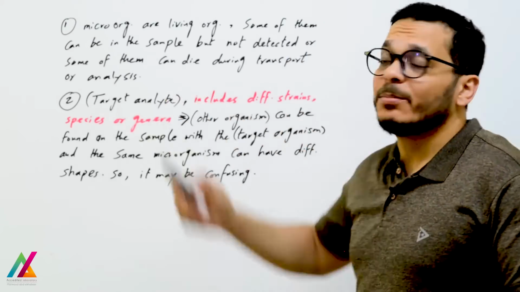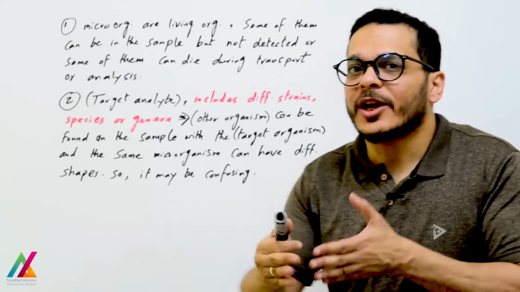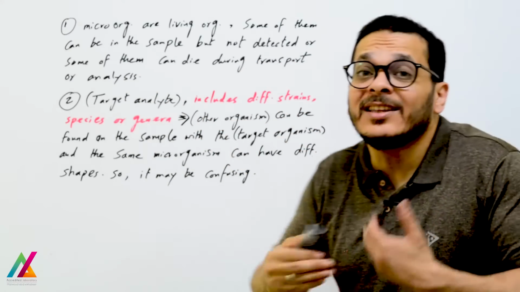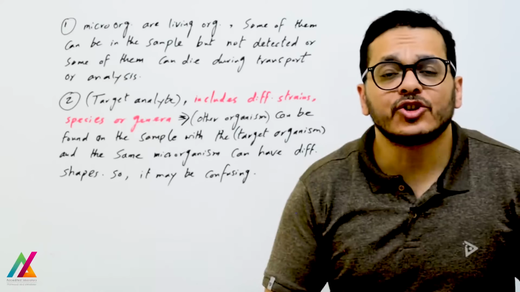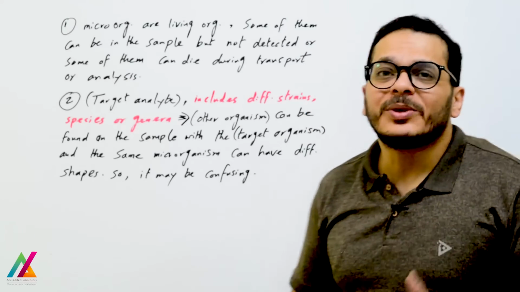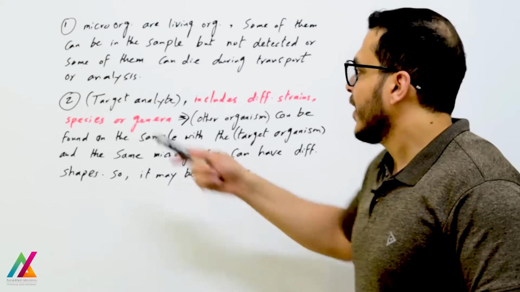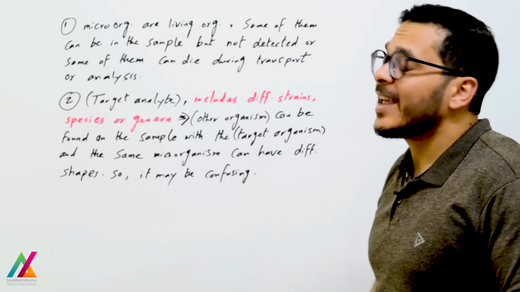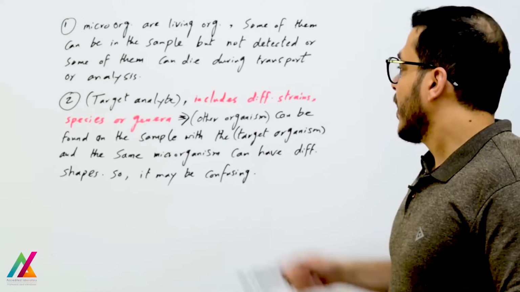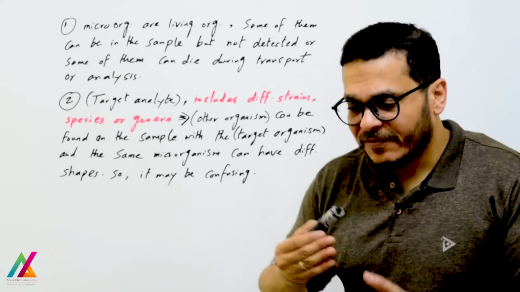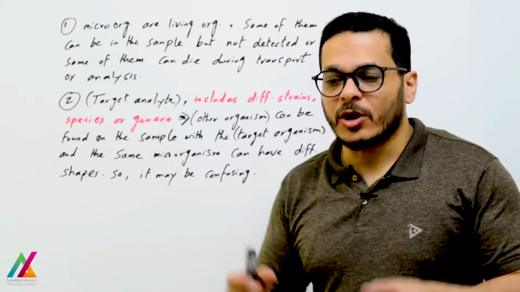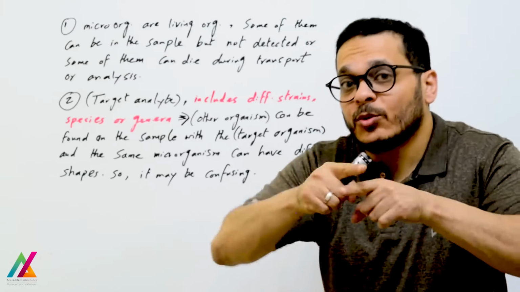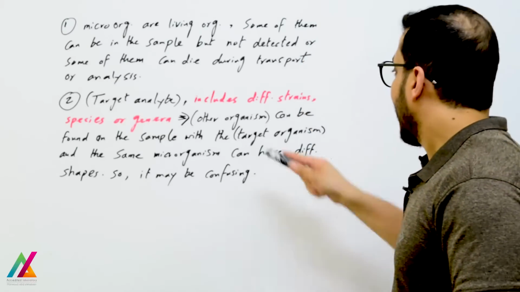Contribution from each input quantity cannot be easily quantified because microorganisms are living organisms whose physiological state can be largely variable. Some of them can be in the sample, but you cannot detect them, or some of them can die during transport, storage or analysis, so they cannot be easily counted or quantified. Target analyte or target organism includes different strains, species, or genera. That means other organisms can be found in the sample with the target organism.